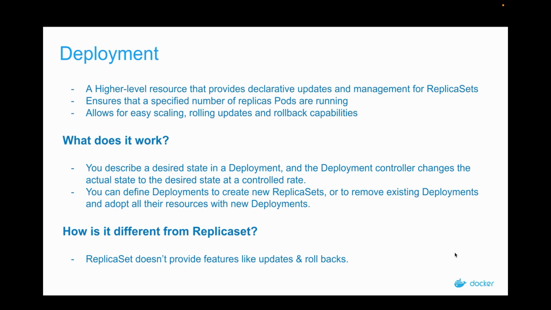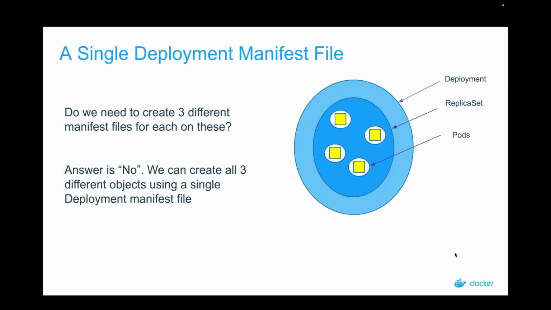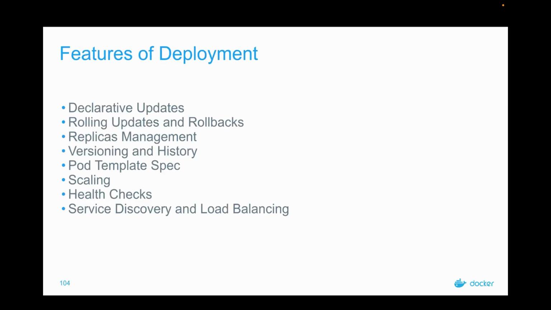So let me go ahead and look at this. This is the picture which depicts it. For a deployment, one question which I have is, do we really need to create three different manifest files for each of them? One is services, one is deployment, one is pod. No, you can have a single deployment manifest file, and you can create all those different objects. Now let's talk about the features of deployment and how they are useful.